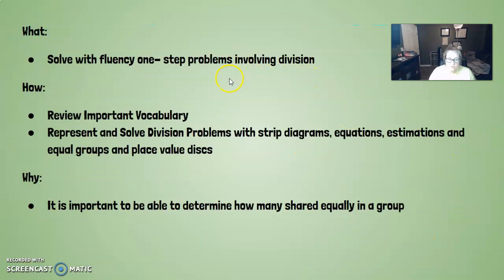So let's review what we did today. Today we talked about solving with fluency one-step problems involving division. We reviewed important vocabulary. We represented and solved division problems with strip diagrams, equations, estimations, and equal groups with place value discs. And we did this because it's important to determine how many objects are shared equally in a group.